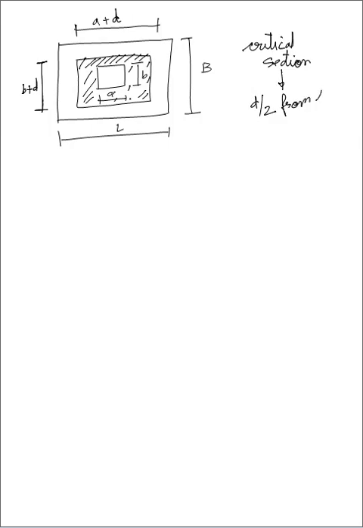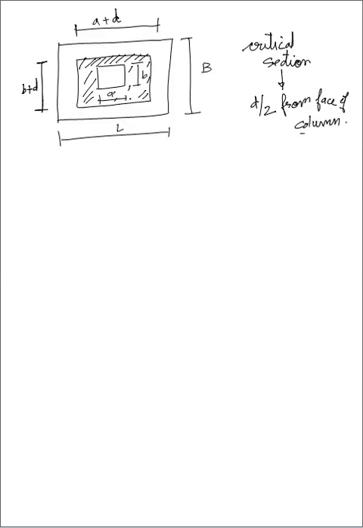It will be A plus d. And what will this dimension be? It will be B plus d, because d/2 is on both the sides. So this is my shaded area. Now when I take the critical section, I am supposed to take d/2 from the face of the column.